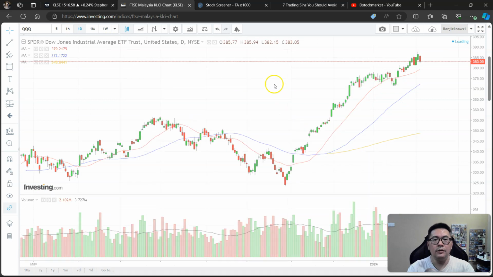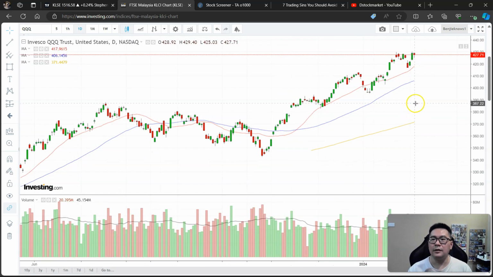Let's look at the QQQ that tracks the Nasdaq.